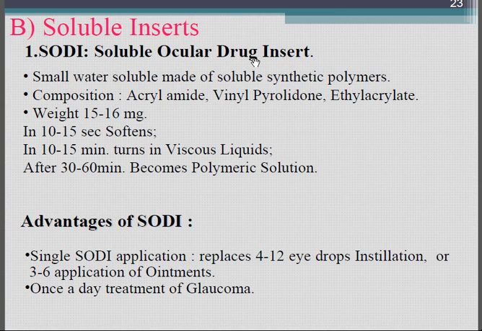So next is a soluble insert, that is SODI, soluble ocular drug insert. Small, water soluble, made of soluble synthetic polymers. Composition is acrylamide, vinyl pyrrolidone, ethyl acrylate that we are going to use. Weight of that SODI is 15 to 16 mg. So in 10 to 15 seconds it will soften, and within the next 10 to 15 minutes it will turn into viscous fluid. So after 30 to 60 minutes it becomes a polymeric solution to release the drug. What is the advantage of SODI? So it replaces 4 to 12 eye drop instillations or 3 to 6 applications of ointments, once a day treatment of glaucoma.